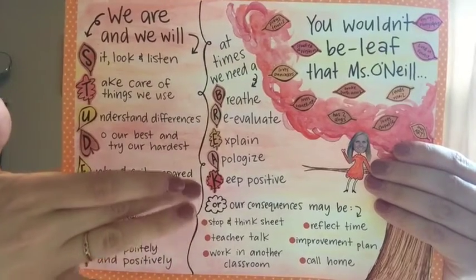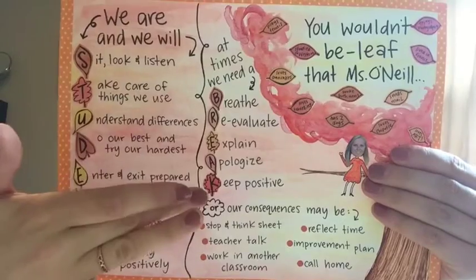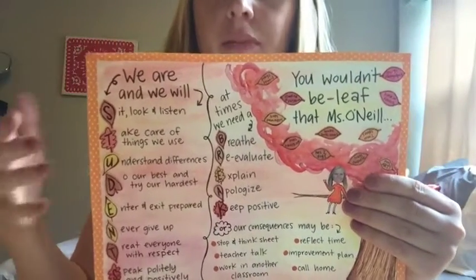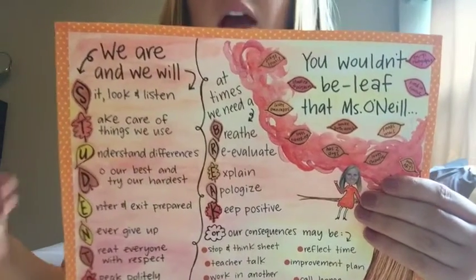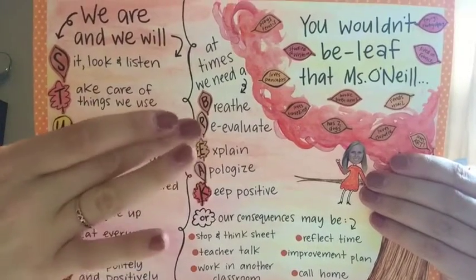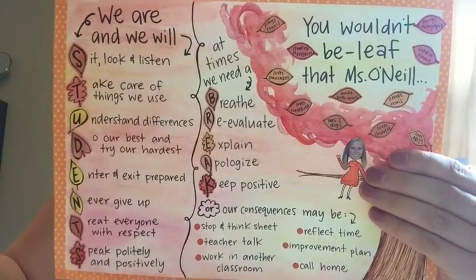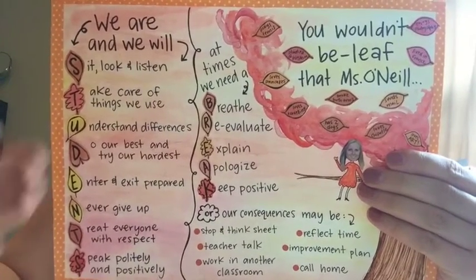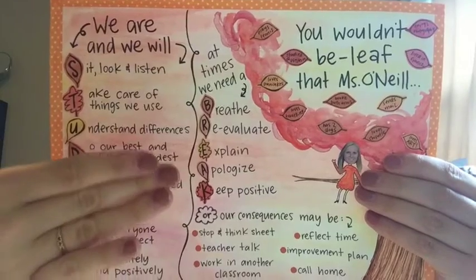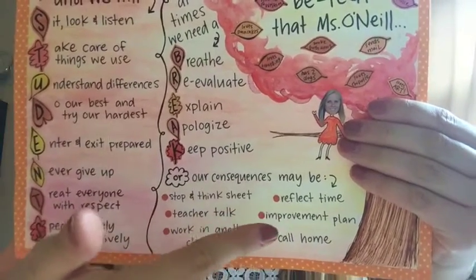The acronym BREAK stands for breathe, reevaluate, explain, apologize, and keep positive. So this could be, if there's a small argument in class, or if someone's feeling really overwhelmed, a way to help them cool down a little bit, and letting them know that, okay, we don't need to go to consequences just yet. Let's try to have a break, and then if not, our consequences may be.